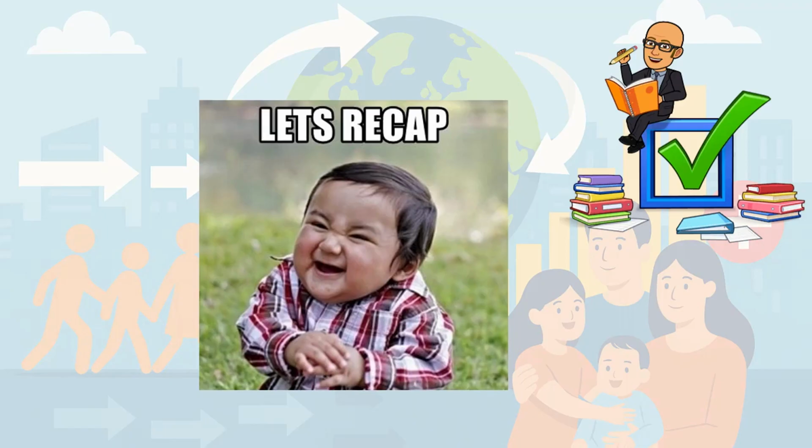Then we saw the flip side, the anti-natalist approach. These were the whoa, slow down policies, meant to stop rapid population growth before resources ran dry. But as we learned, those sometimes had some serious unintended consequences, especially when taken too far.